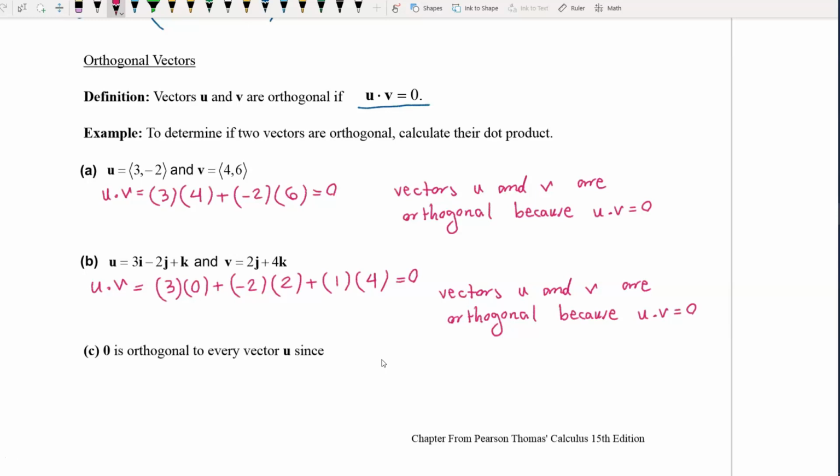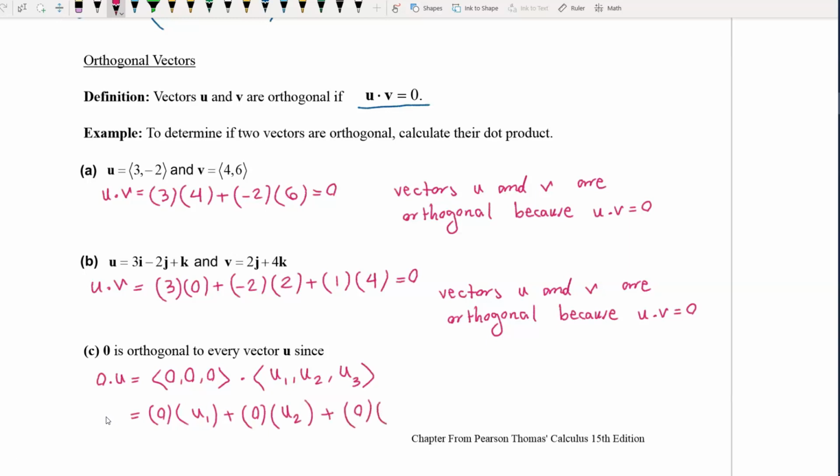Part C, 0 is orthogonal to every vector u, since the product is equal to 0. So 0 times u, here we have 0, 0, 0 times u1, u2, u3. So this is equal to 0 times u1 plus 0 times u2 plus 0 times u3. This is equal to 0.